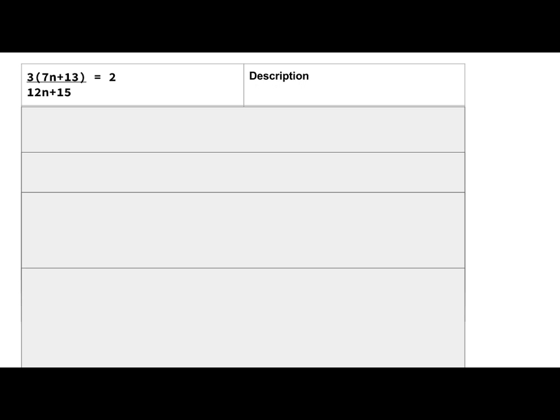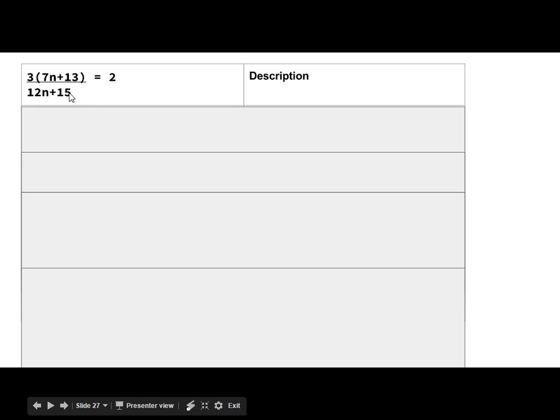The next question that we have is found at the top of the same page that we were working on, and this is how you would read this one. 3 onto 7n plus 13, all over top of 12n plus 15. This could also be read as 3 onto 7n plus 13 divided by 12n plus 15 equals 2. So the first step that I want to do is get rid of this denominator here.